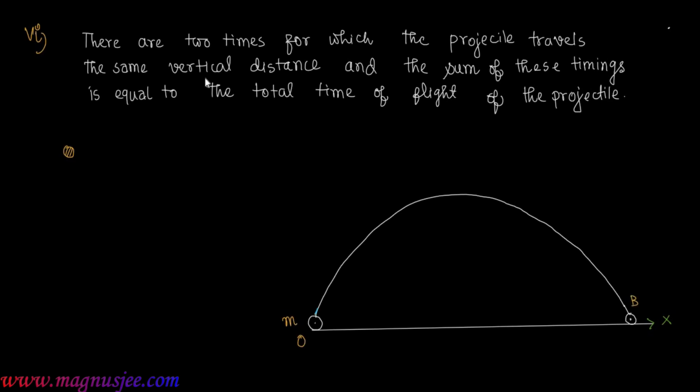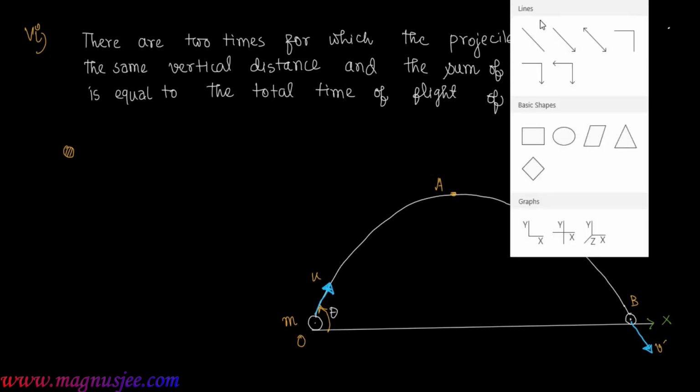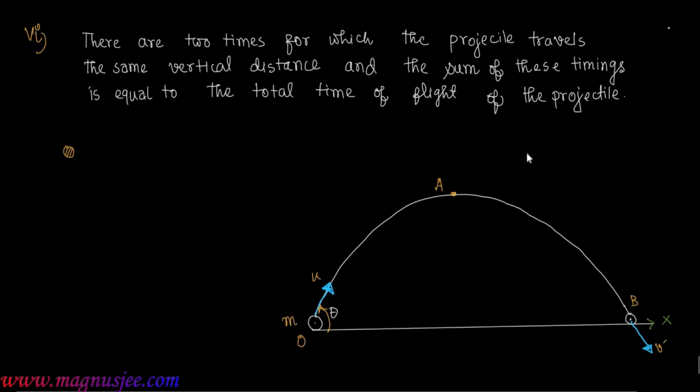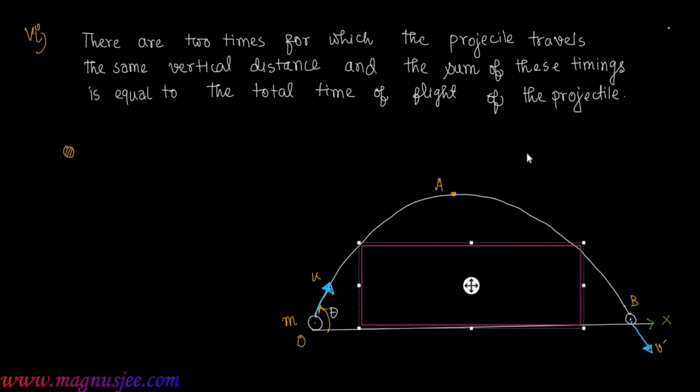At the point B the projectile strikes the ground with the final velocity v prime, and u is the initial velocity of projection. V prime is the final velocity at the point B, and the angle of projection from the point O is theta. Theta is the angle of projection. We can denote A as the highest point. A is the point at which the projectile will attain the maximum height.